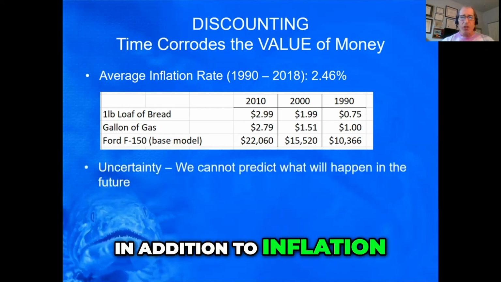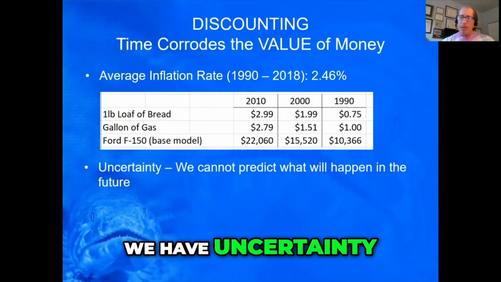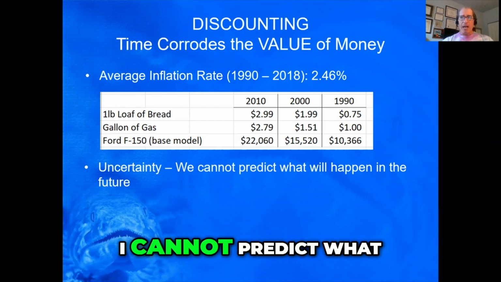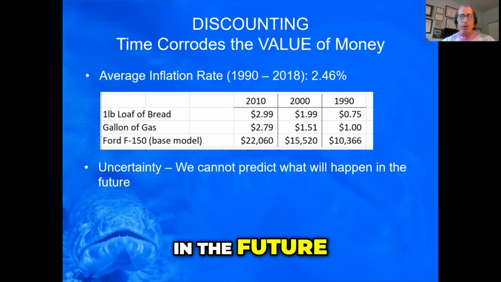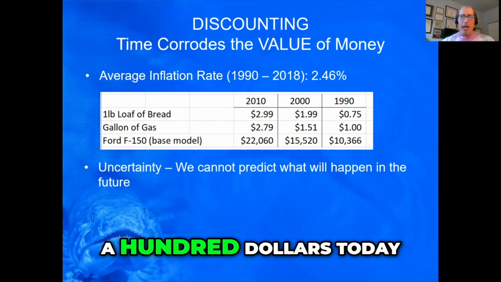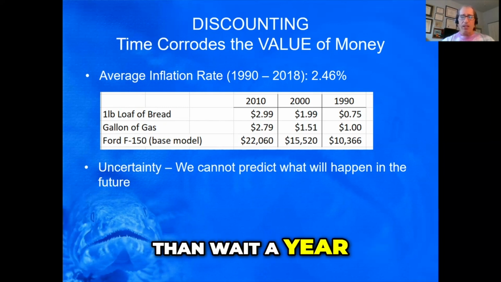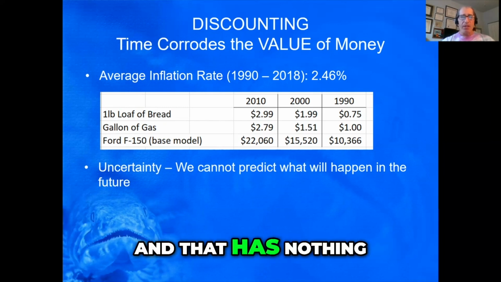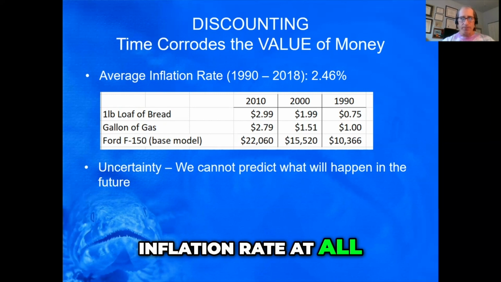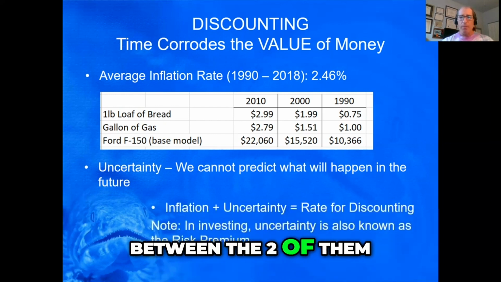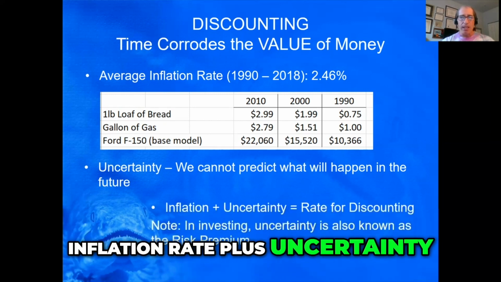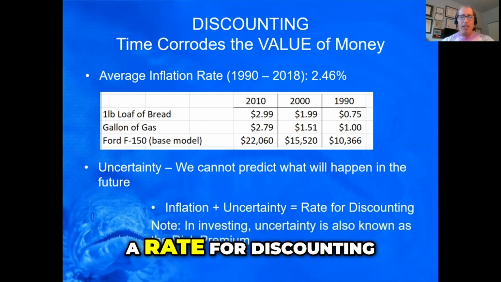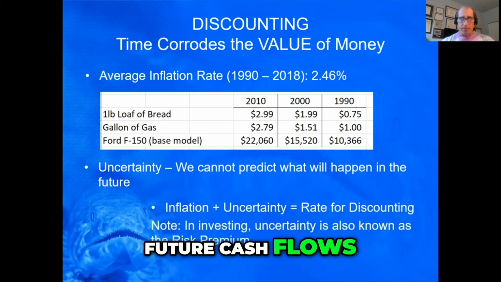In addition to inflation, we have uncertainty. My crystal ball is murky. I cannot predict what will happen to me in the future. Therefore, I would rather take $100 today than wait a year to get $100, and that has nothing to do with the inflation rate at all. Between the two of them, inflation rate plus uncertainty, we come up with a rate for discounting future cash flows.